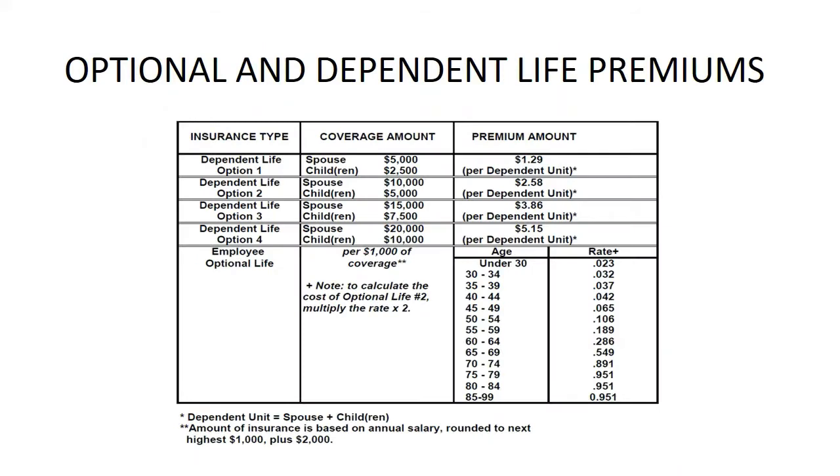The top half of this cost sheet reviews the coverage and the rate for the dependent life group. The cost is for the entire dependent enrolled, also known as the dependent unit. The bottom half of the form provides information you need to calculate the cost of the optional life plans. This cost will be dependent on your optional life selections and your age.